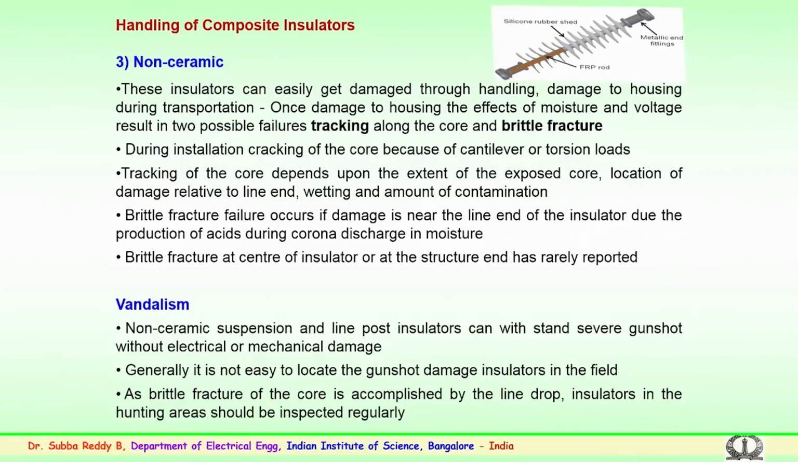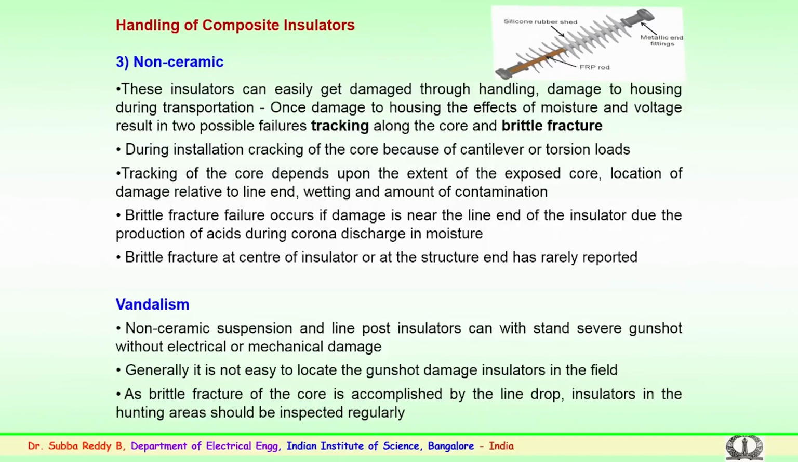Coming to the handling of the composite insulation. So, as mentioned, composite insulation has silicon rubber on the outer shed, and I am again repeating, the fiberglass rod between the metal end fittings. So, these non-ceramic or composite insulators can easily get damaged through handling. So, very important, and damage to housing during transportation. So, crates which are made for the transport have to be carefully considered, where the overlapping of the silicon rubber sheds do not happen and mechanical forces do not exert on the silicon rubber.